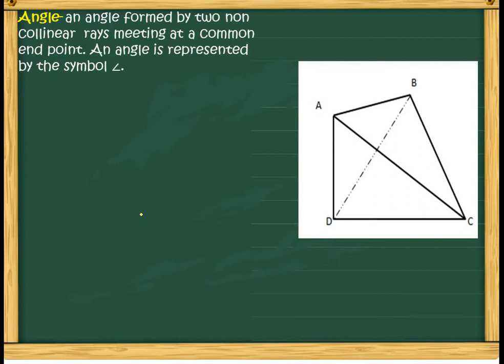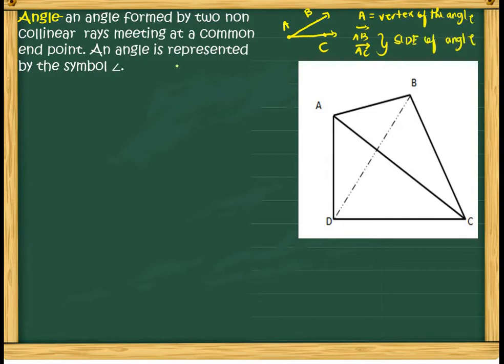An angle is formed by two non-collinear rays meeting at a common endpoint. An angle is represented by this symbol. So I have here ray AB and ray AC. Note that ray AB and ray AC share a common endpoint, that is point A, to form an angle. Si A ang tinatawag nating vertex of the angle, while si ray AB and ray AC is what we call the side of an angle. And we can name this angle as angle BAC or angle A.